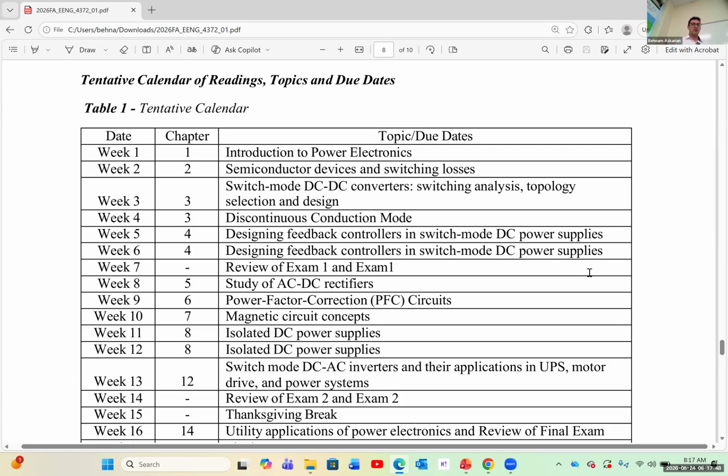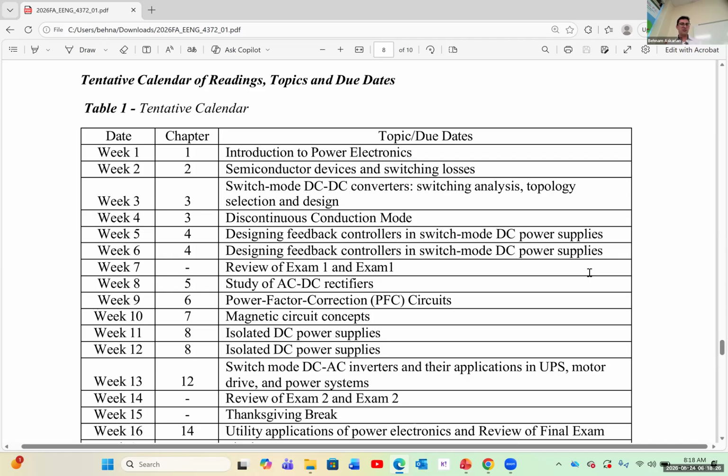And week 4 is going to be discontinuous conduction mode. Week 5 is going to be designing feedback controllers in switch mode DC power supplies. And week 6 is going to be the continuation of that. Week 7 is going to be review for exam 1 and exam 1. As you are familiar with my classes, we have a review session before each exam, and I highly recommend that you come to the review sessions because a lot of problems on the exams, we solve a lot of problems that are similar to the problems that we have on the exams.